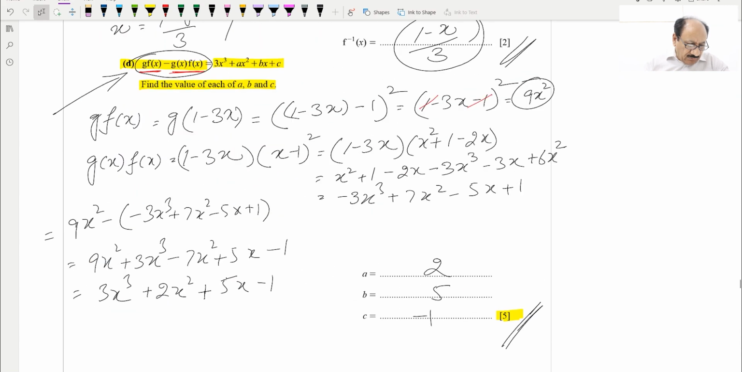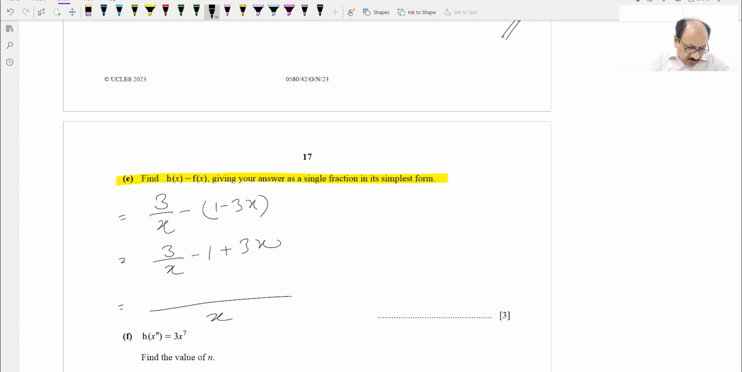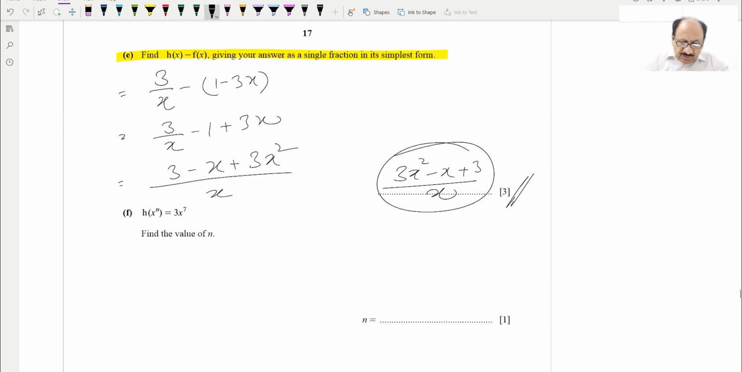and f of x is 1 minus 3x, 1 minus 3x, and we will be opening the bracket, so it will be 3 over x minus 1 plus 3x, and we can take the LCM, so 3 minus x plus 3x square, and this is the simplest form which we can write. We can write 3x square minus x plus 3, divided by x. No further simplification is possible, and this was a very simple question, 3 marks.